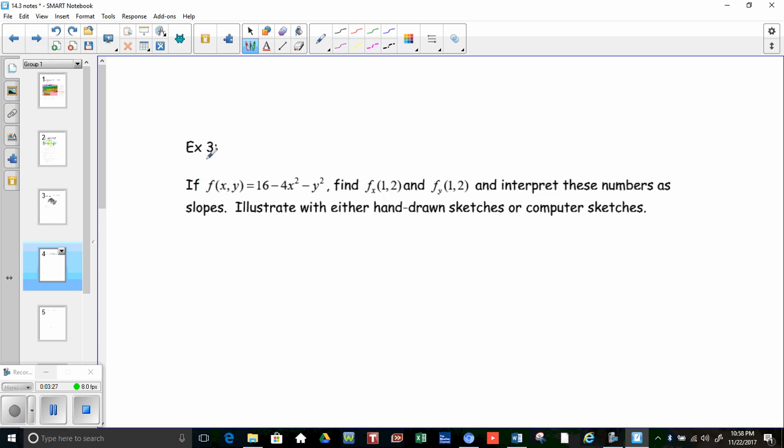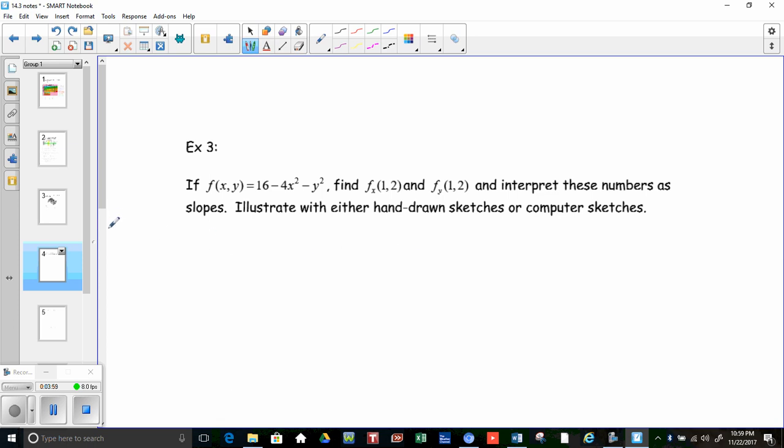So example 3. If our function of x, y, you can think of that as z if you want to, is 16 minus 4x squared minus y squared. We want to find the partial with respect to x at (1, 2), and we want to find the partial with respect to y at (1, 2), and interpret these numbers as slopes. And if we can, illustrate with either a hand-drawn sketch or computer sketch. We're going to try and do this thing by hand. My resources are a little bit more limited here at home.